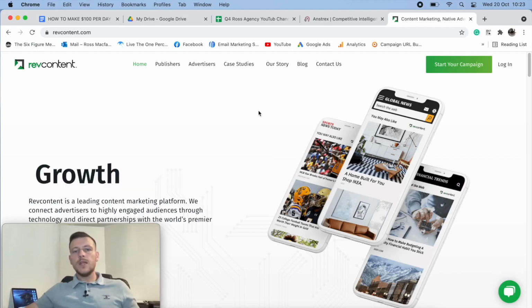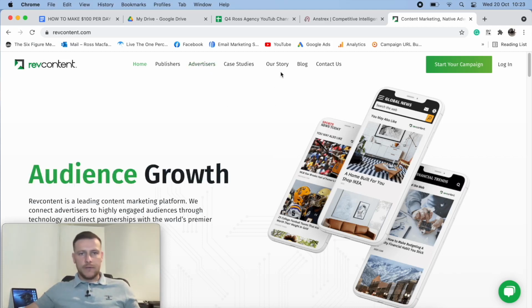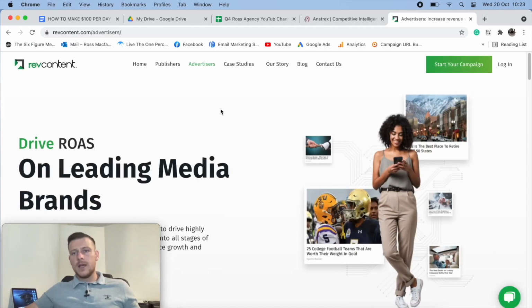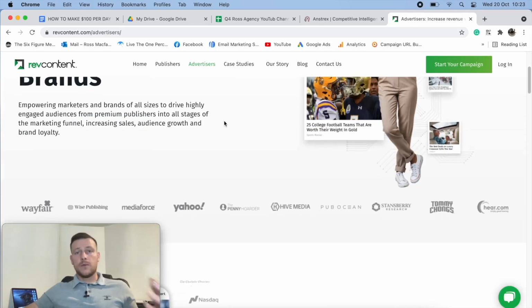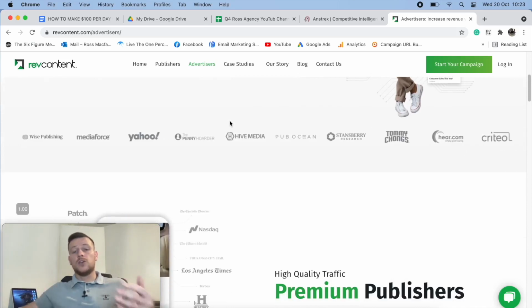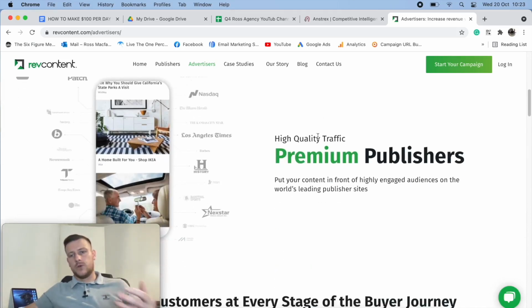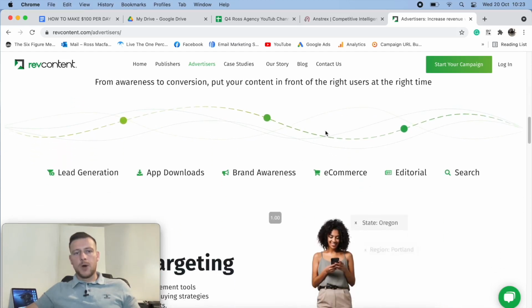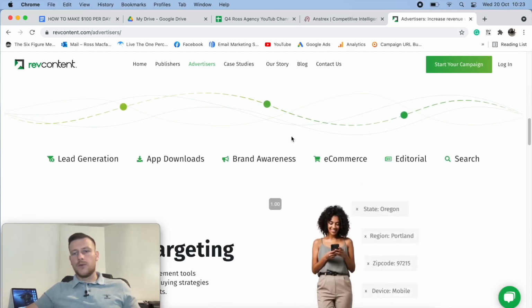So what you would do is head over to Revcontent. You would head over to advertisers, as you're going to be advertising, and just look for the top performing verticals. Now I know from experience that Revcontent has really good traffic for Nutra, okay? So I'm going to look at a Nutra offer. But as you can see here, these are the top performing verticals.